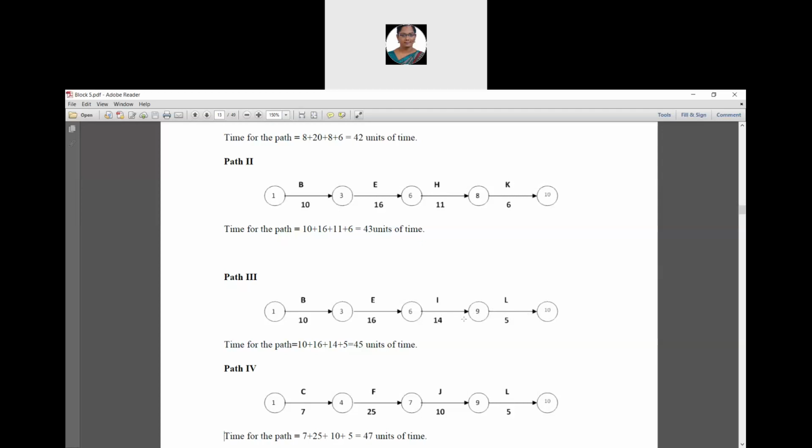So we have to add all these things. 10 plus 16 plus 14 plus 5. What do you get? It is 45 units of time.